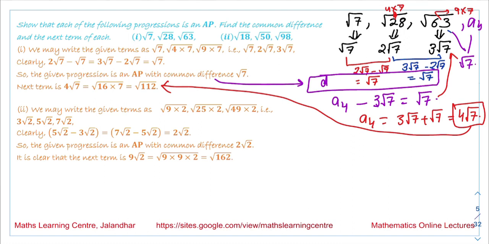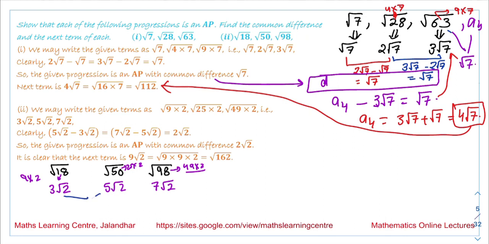Next, the sequence given to us is square root of 18, square root of 50, square root of 98. We can write 18 as 9 into 2, so the value we get is 3 square root 2. This is 25 into 2, so it is 5 root 2. This value is 49 into 2, so it is 7 root 2.